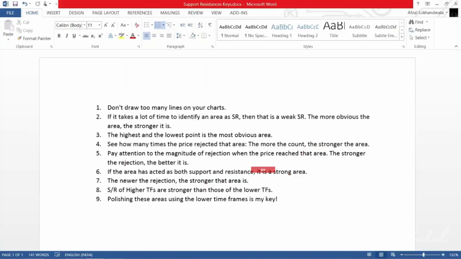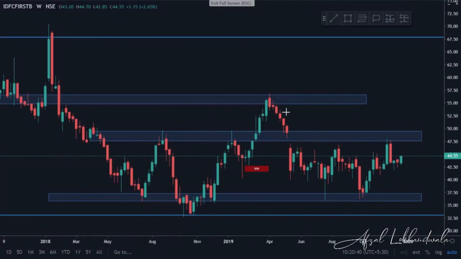See how many times the price rejected that area. The more the count, the stronger the area. What it means is the more the rejections of these areas, the stronger they are. Let us look at this area. How many rejections can you spot? Rejection number 1, rejection number 2, rejection number 3. So there are probably 3 rejections of this area.